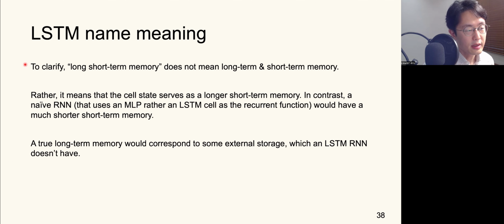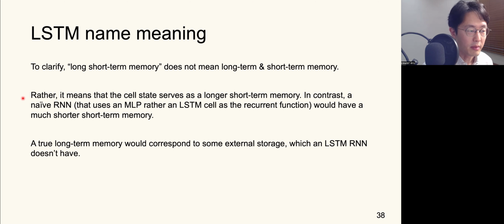To clarify, the name long short-term memory is not referring to long-term memory and short-term memory. Rather, it means that the cell states serve as a longer short-term memory. So note that there's a hyphen here and there's no hyphen here. So it's a longer short-term memory. And in contrast, a naive RNN that would use an MLP rather than an LSTM cell as a recurrent function, a poorly designed RNN, would have a much shorter short-term memory.